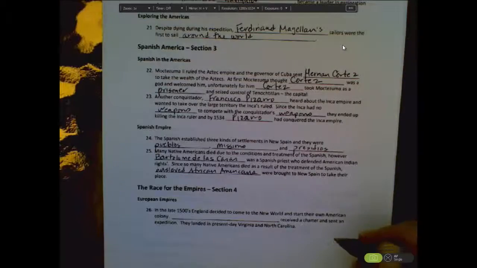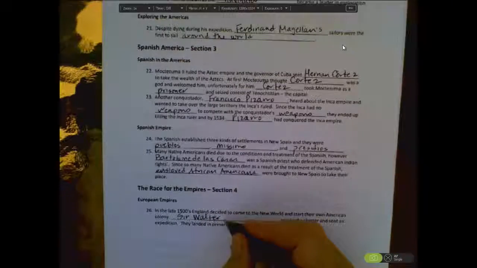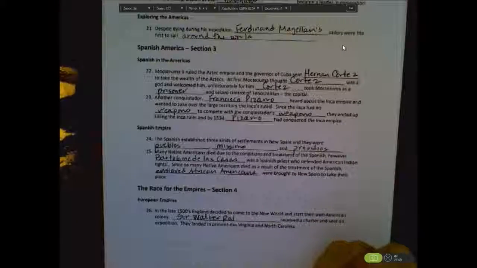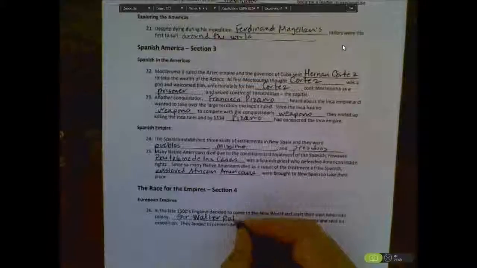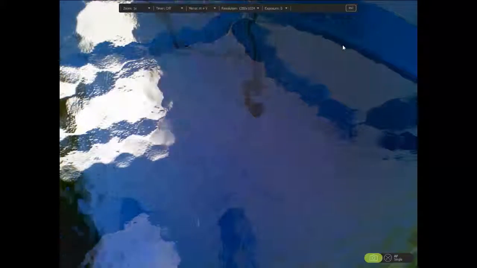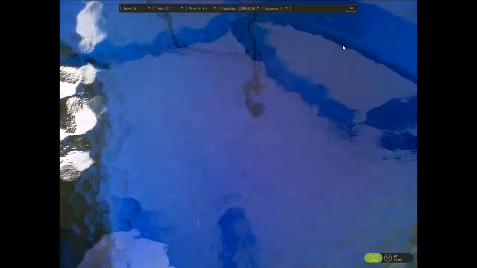Section 4 is about a race for the empires. In the late 1500s, England decided to come to the New World and start their own American colony. And one of the first was a dude by the name of Sir Walter Raleigh, as in Raleigh. I think he's in, is it Virginia? There's a capital. I should know this, but I don't. He received a charter, and they sent out an expedition. They landed in present-day Virginia and North Carolina.